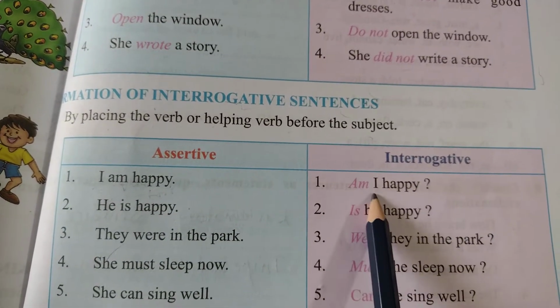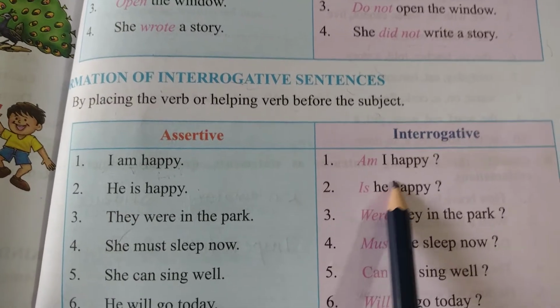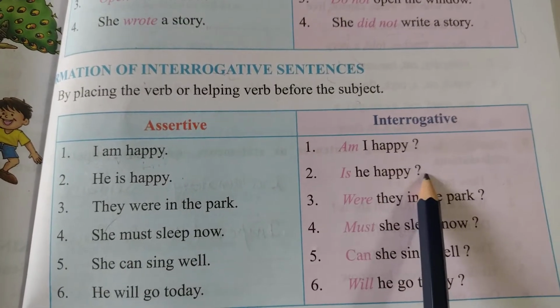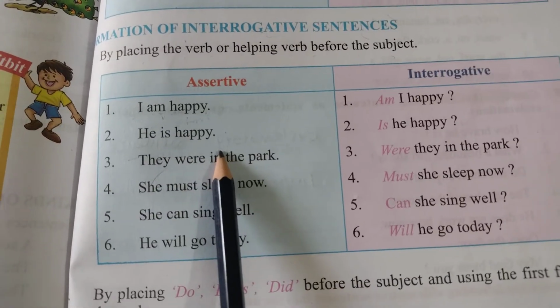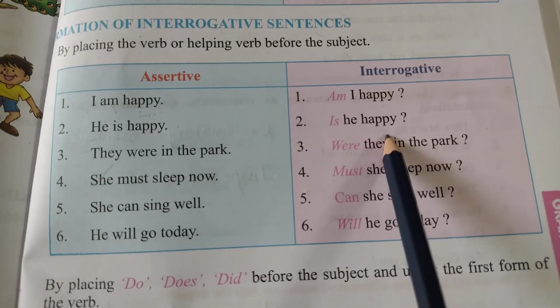So, am I happy? It's a question. Here it is clear that it is I am happy, but here it is a question, questioning yourself: am I happy? Next, he is happy. Here it becomes, is he happy?